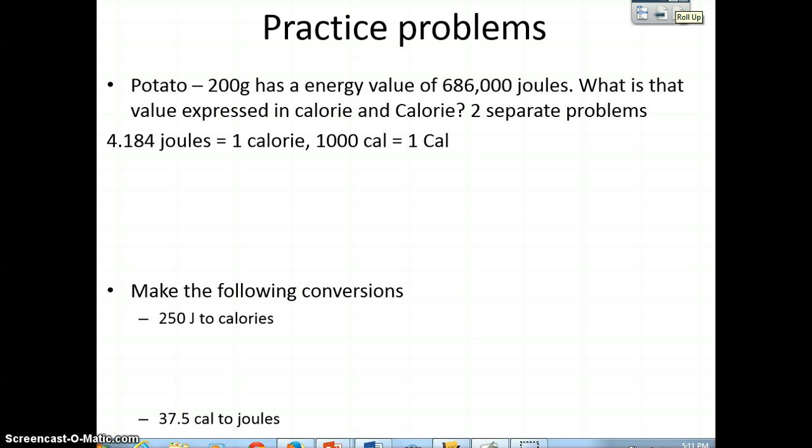You have a potato, you have a 200-gram potato. It has an energy value of 686,000 joules. What is that value expressed in the little calorie, or the chemistry calorie, versus the dietary calorie, or the big calorie? So we're going to do two separate problems here.